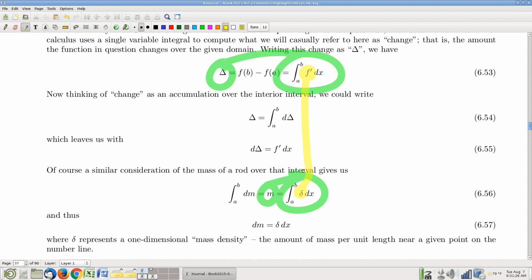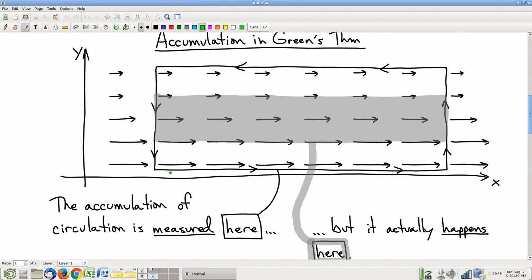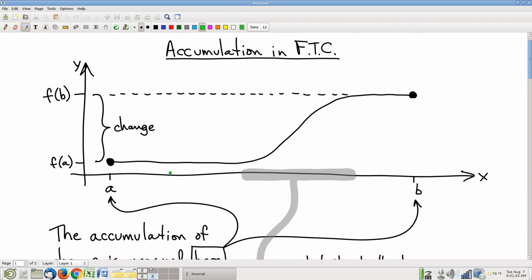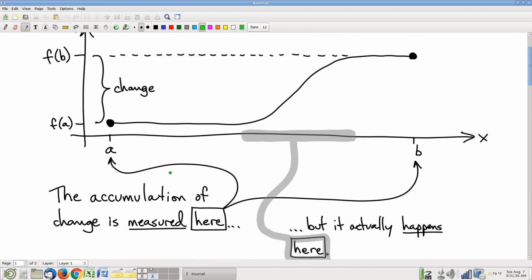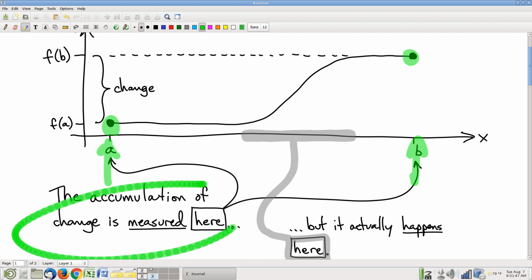And that makes a lot of sense if you come back to this picture, looking at how accumulation of change happens. And so specifically, while you measure change on the boundary, and that's where you measure it, right, and you detect this difference by looking at the values on the boundary, well, it's perfectly obvious that that's not where the change actually happens. The change actually happens in the interior. Right? Couldn't be more clear.